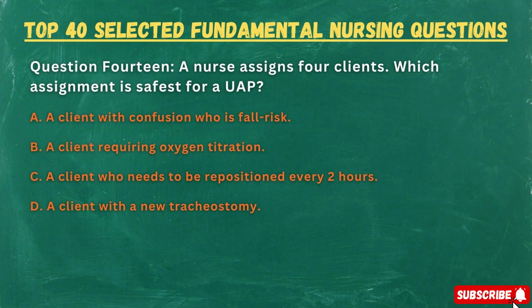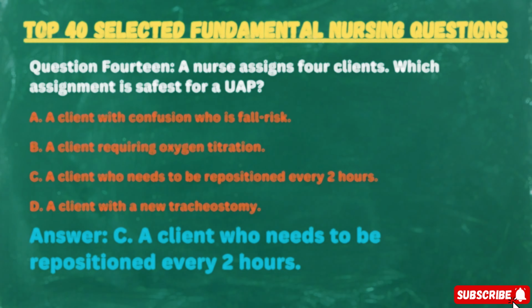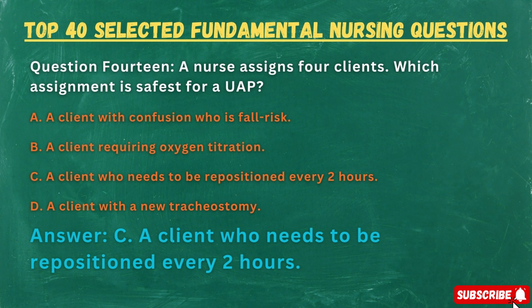Question 14. A nurse assigns 4 clients. Which assignment is safest for a UAP? A. A client with confusion who is a fall risk. B. A client requiring oxygen titration. C. A client who needs to be repositioned every 2 hours. D. A client with a new tracheostomy. Answer. C. A client who needs to be repositioned every 2 hours.